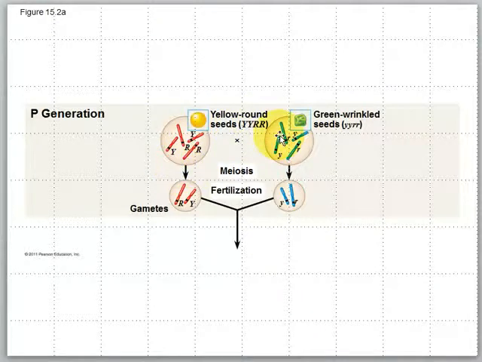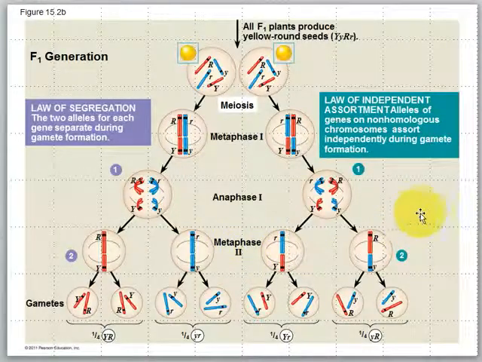So we cross those. They undergo meiosis, and then they produce gametes that only have the one allele that they can give. And then we're going to have fertilization, which is where those two are combined to create the first offspring. Then we have a process that we can look at to see the law of segregation and the law of independent assortment. We'll look at them individually, but this is just an overview at the moment.